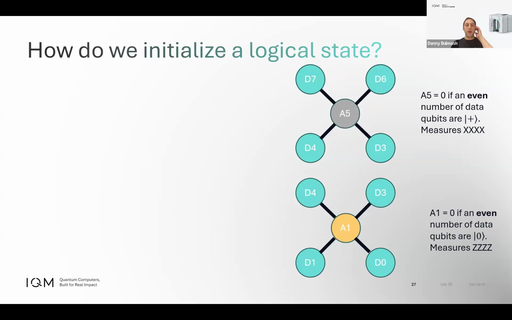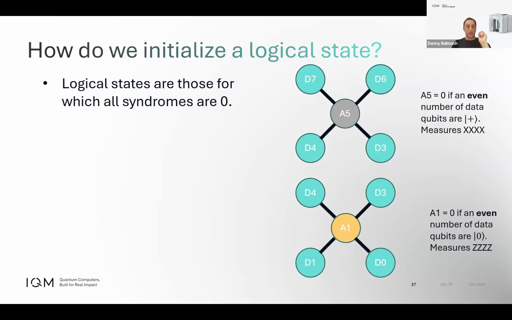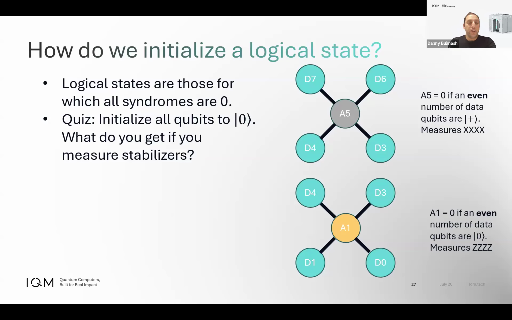Logical states are those for which all the syndromes are 0. Imagine you initialize all of the qubits to 0. What do you get if you measure the stabilizers? Well, if you measure one of these stabilizers, then an even number of data qubits is always 0 because all the data qubits are 0. And so you just get 0. So that's good.